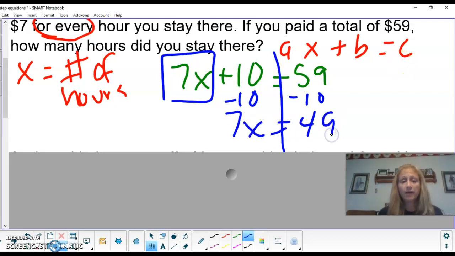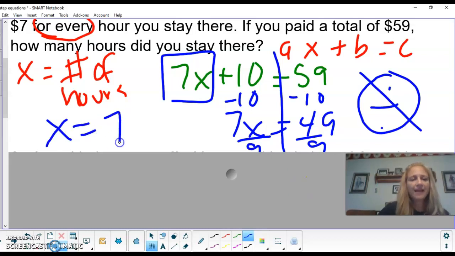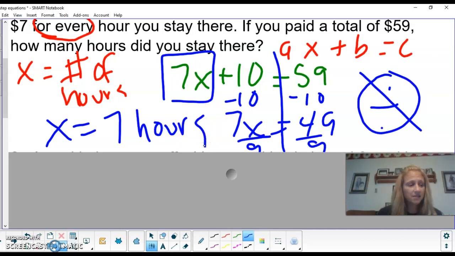And then I say, well, what gets rid of multiplying? And you say dividing. You better show dividing. And remember, we're no longer using that number or that sign. So x equals 7. And then you have to label. How do you know what your label is? Well, you already told me x is the number of hours, so we're going to put hours. Okay? That's all it is, guys. Let's go ahead and try the next one.